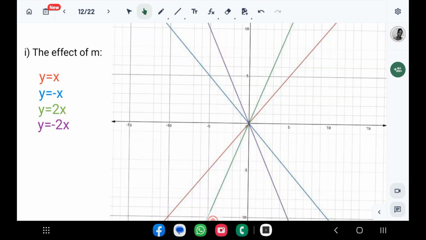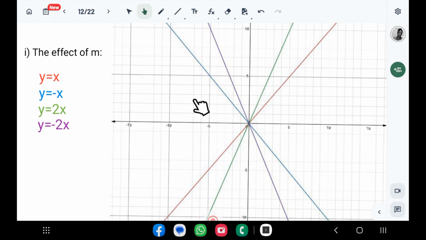Now let's look at the effect of m, your gradient. For y equals mx plus c, m denotes your gradient. Okay, let's start with the simple basic one. Y equals x. Your gradient is 1 because the coefficient of x is 1. So that means your m is equal to 1. What happens when your m is equal to 1? Notice that our intercepts are all at 0. So the only thing we're looking at is what the gradient does here. So you've got your line right in the middle, your standard basic line.